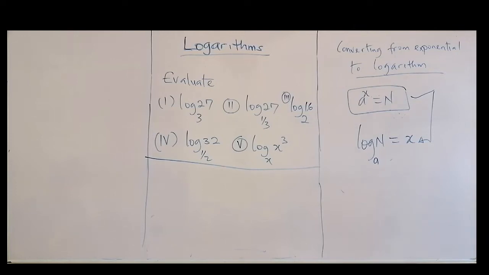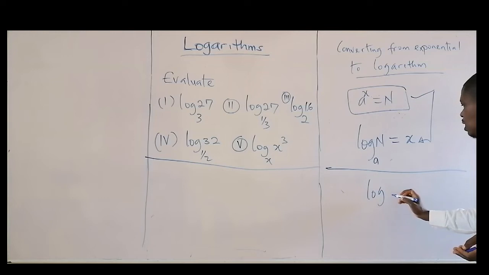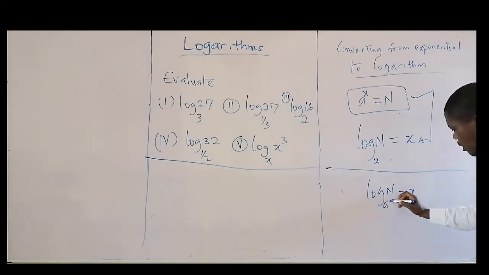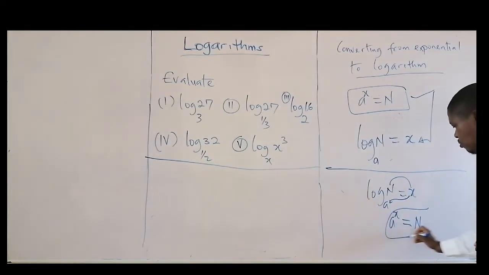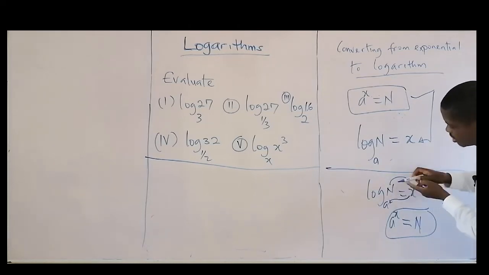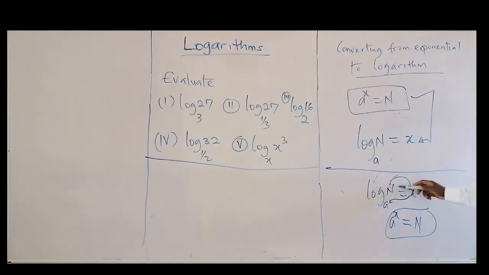And it's vice versa also. You can also convert from logarithm to exponential. How do you do that? Look at what we have here: log n base a equal to x. If you want to take it to exponential, it's simple. The equal here will come on top of this, and that will be a to power x equal to n, and the n here will replace this place. And the logarithm will disappear. So that's converted from logarithm to exponential.